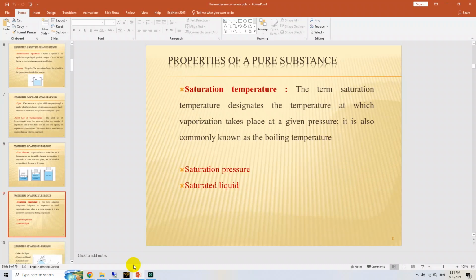We define the saturation temperature. Saturation temperature is defined as the temperature at which vaporization occurs at a fixed or defined pressure. You are familiar with that as the boiling temperature. We have the same idea for saturated liquid.